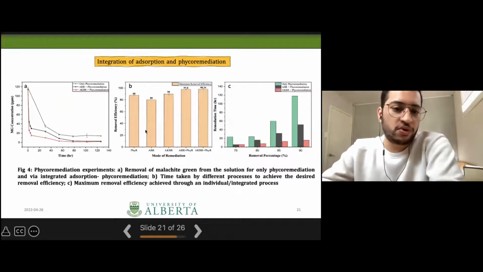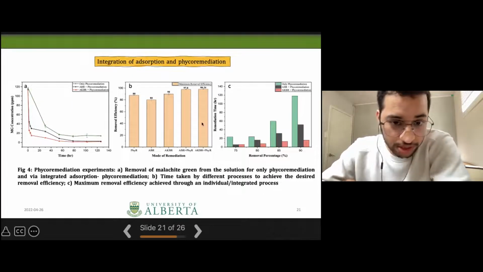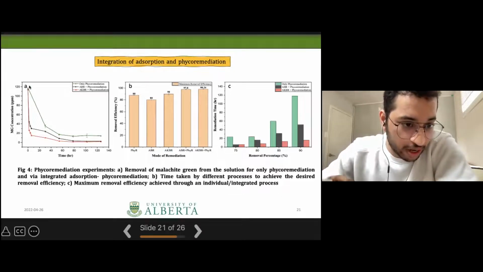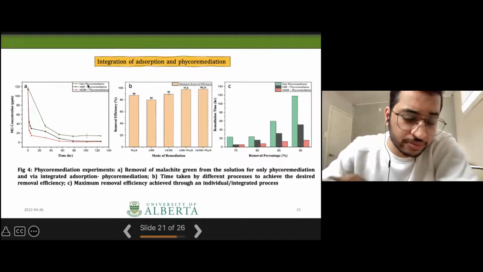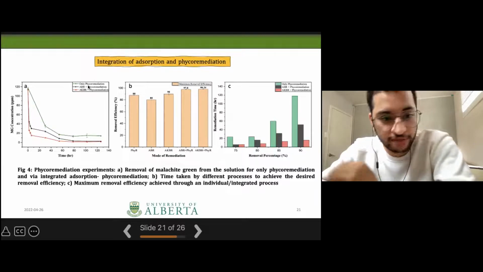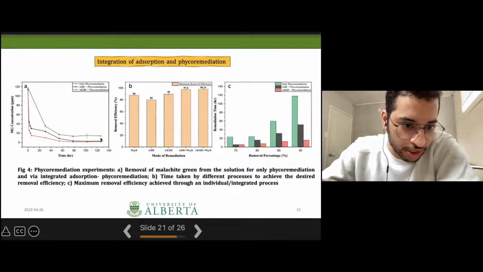So for understanding and analyzing it, these are a few charts which give us an idea. In figure 4.a, you can see that in the case of only phycoremediation, the malachite green concentration decreases from 120 ppm to around 20 ppm. But the moment we integrate adsorption and phycoremediation, the malachite green concentration decreases from 120 to almost 0.